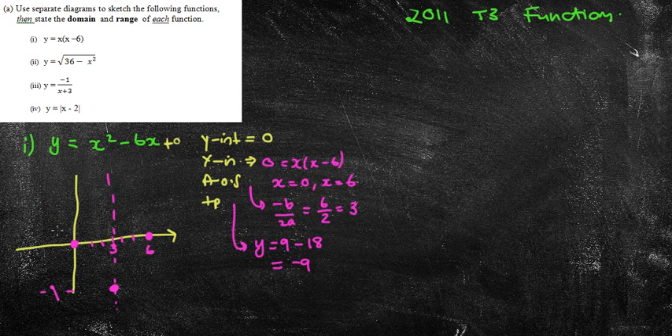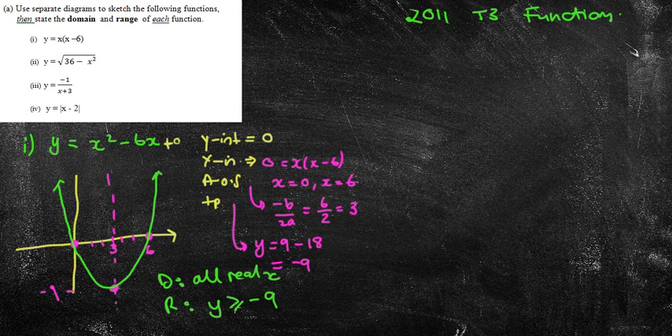Here, I might do this in green, and then it goes through 6. That's a little bit nicer. So I've got my graph there. I've sketched that. That's pretty much all I need to do. For my domain, of course, we're going to have all real x values. And for my range, we're going to have y must be greater than or equal to negative 9. So that's for the first one.